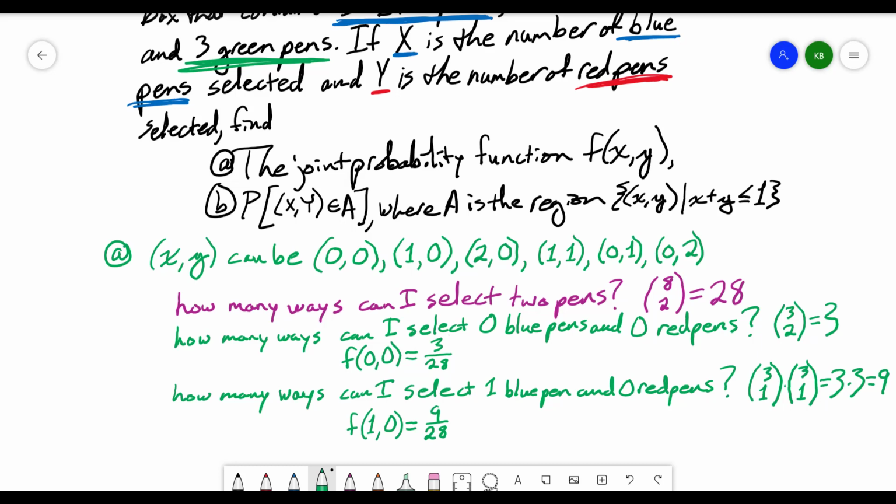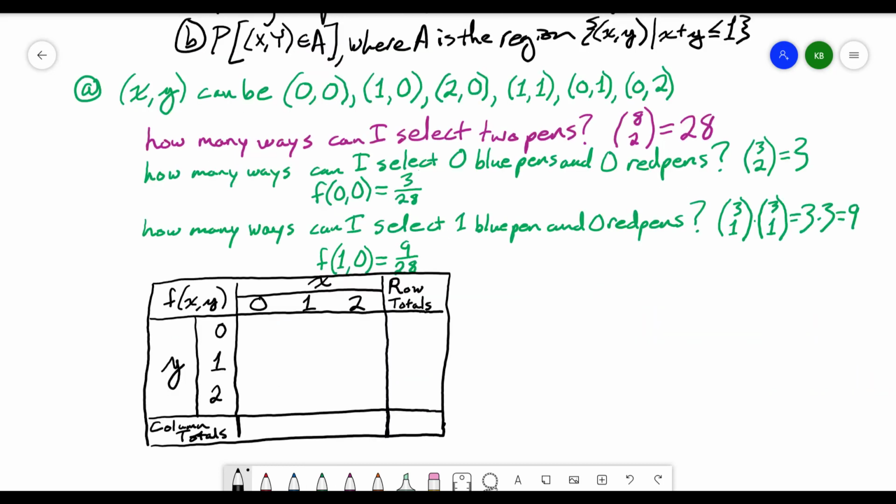And I can continue in the same manner to get the value of my joint probability function at the 4 other possible points. Now, just like before, when I had a discrete probability distribution, I could make a table of values that the function took on. And I can do that again for my joint probability distribution when I'm dealing with discrete random variables. The difference is here I need both an x component and a y component. So the x component will be represented by the columns, and the y component will be represented by the rows.